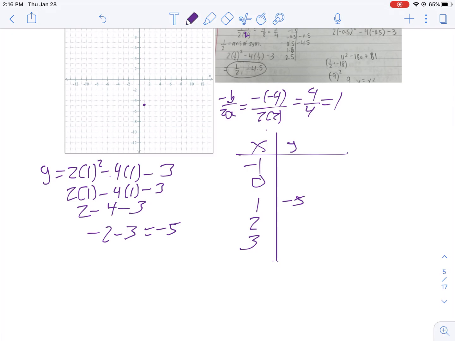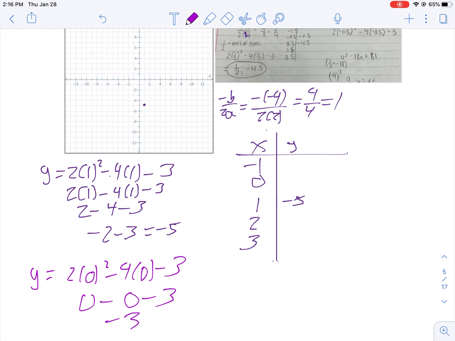Now, let's do another point. Let's do when y is 0. Or not y 0, when x is 0. So y equals 2 times 0 squared minus 4 times 0 minus 3. I like 0 because look what happens. You get 0 minus 0 minus 3, which is negative 3. So when x is 0, y is negative 3.